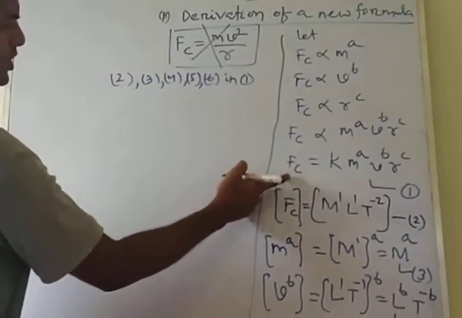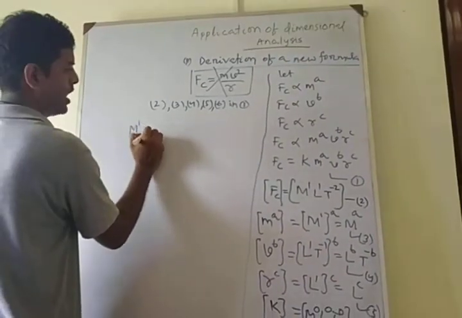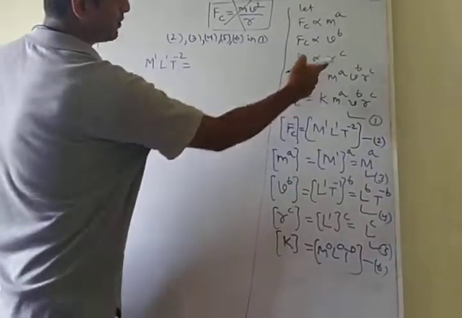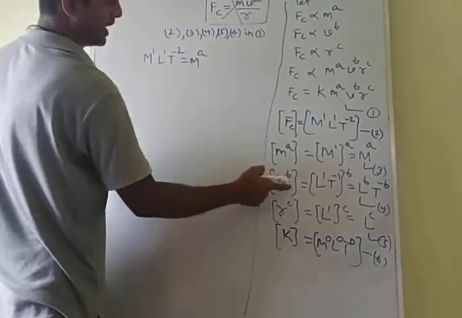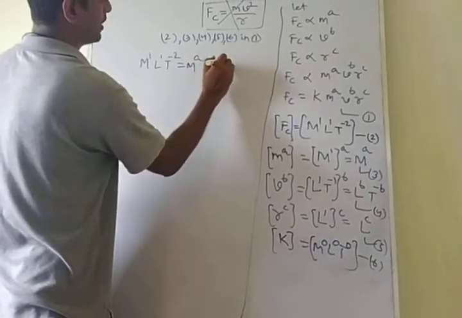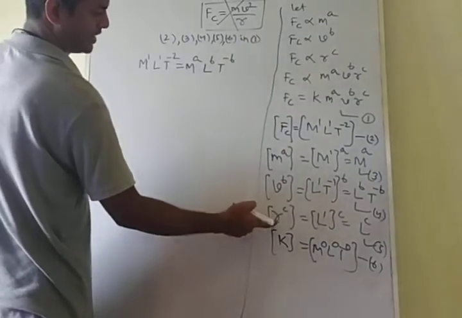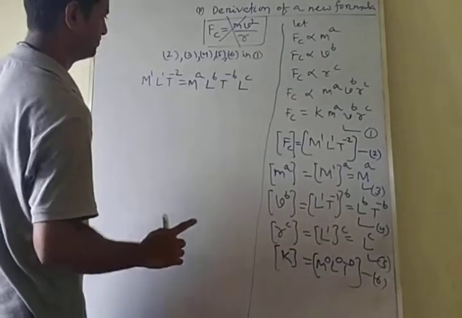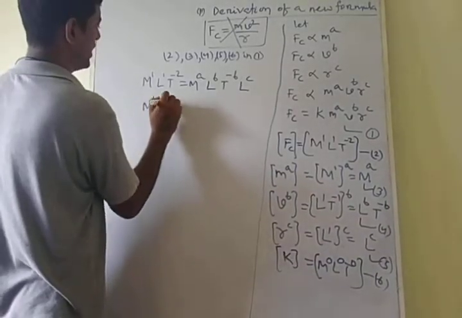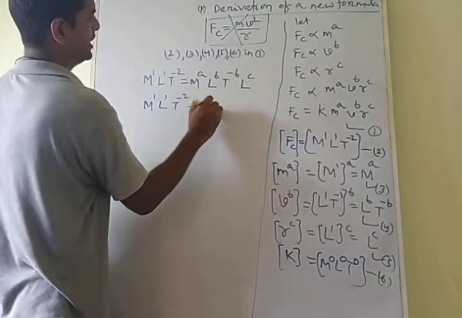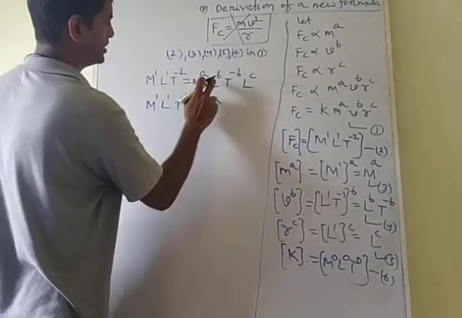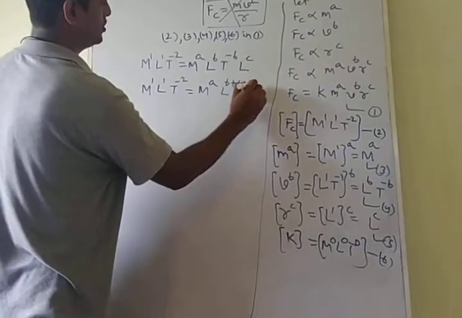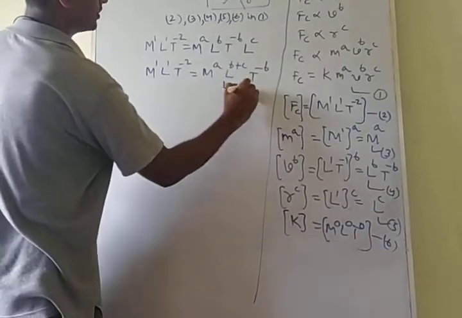What is my equation on F? The dimensional formula of F is M1 L1 T minus 2, equal to: what is the dimensional formula of M to the power A? That will be M to the power A. What is the dimensional formula of V to the power B? That is L to the power B, T to the power minus B. And the dimensional formula of R to the power C is L to the power C, and K is M0 L0 T0, no need to put it. Now I will keep all M together, all L together. This is L to the power B, L to the power C, so I can take L to the power B plus C. The last one is T to the power minus B. So this is equation 7.